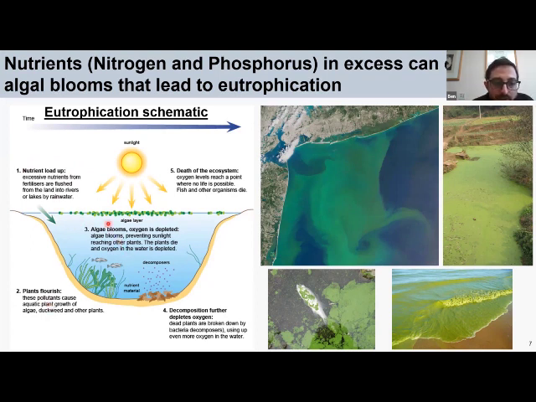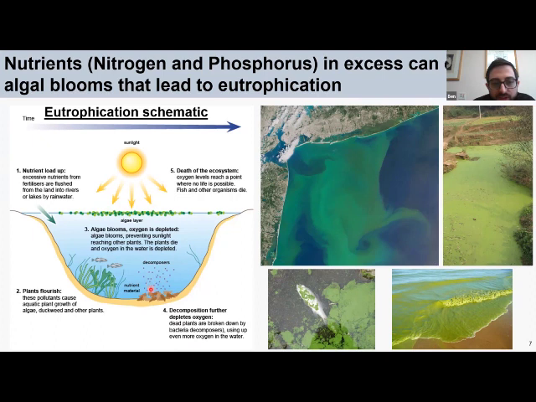When that happens, it blocks out the sun. So these submerged grasses can no longer grow because they're not getting the sunlight that they need. When that happens, they die. And also this algae, as it's growing, it's going to start to die and settle down to the bottom of the water body also. So that's what this is showing here.